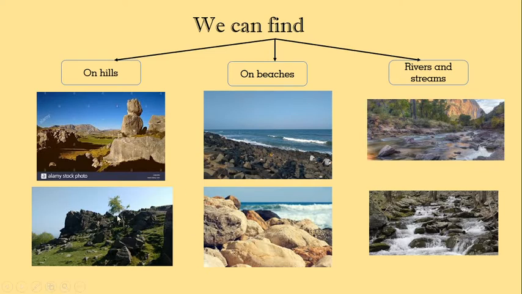Okay, so these are some examples of rocks that we can find around us. Of course, not only this. There are so many places around us that we can find rocks. Okay, after that, we will learn about classifying rocks. There are so many kinds, so many types of rocks. And now, we will classify that.